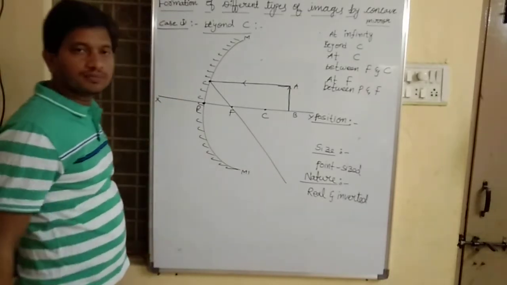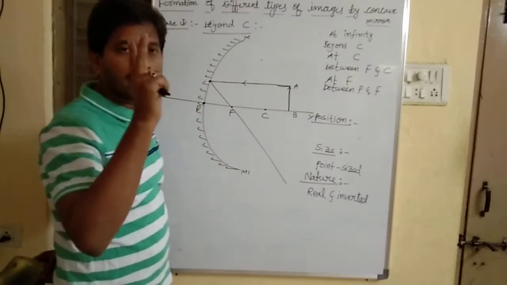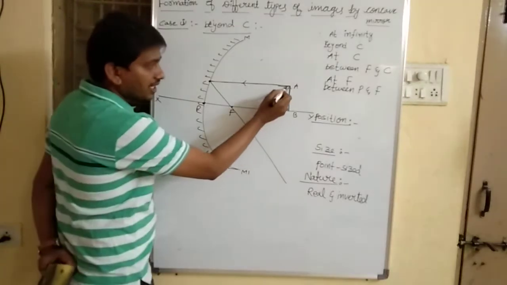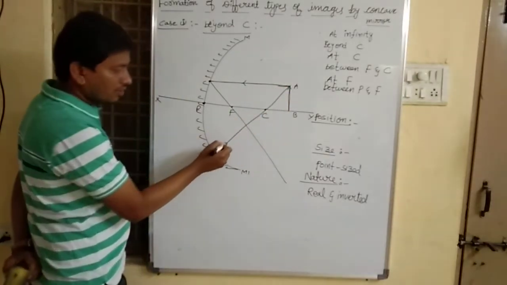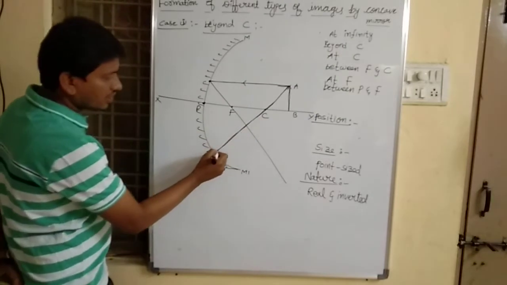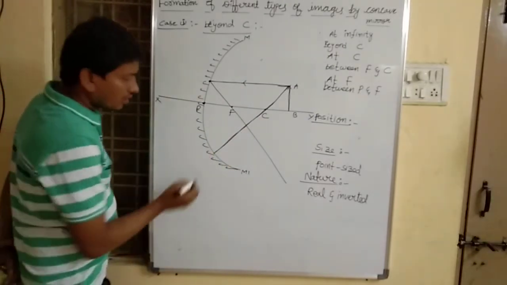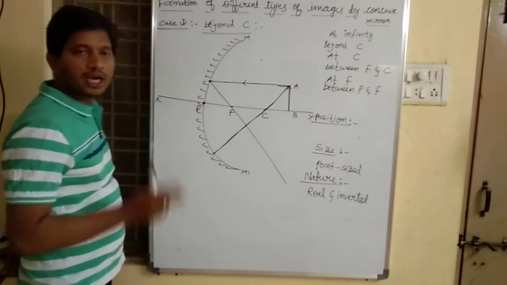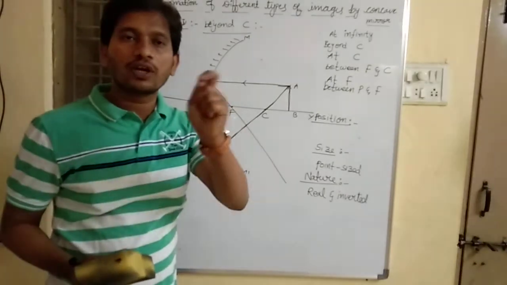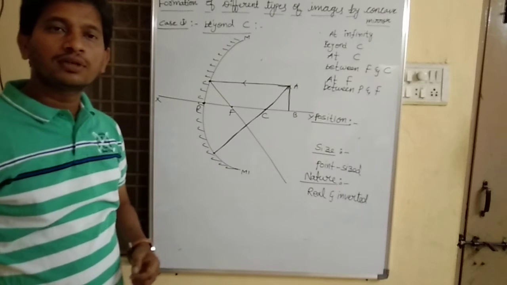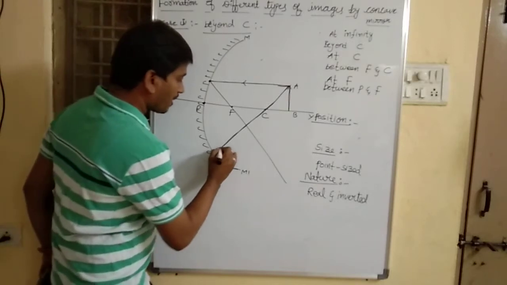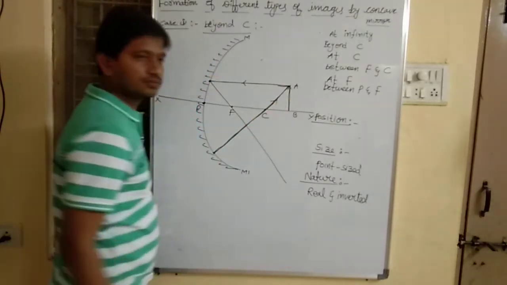Now coming to my second ray, as we know that we need at least 2 rays to draw the image of an object. My second ray is coming through the center of curvature. This is the second ray passing through the center of curvature of a concave mirror. After striking the mirror at this point, according to rule number 2, when a ray of light passes through the center of curvature of a concave mirror, after reflection, it takes the same path but in the opposite direction. So again it will come back like this.